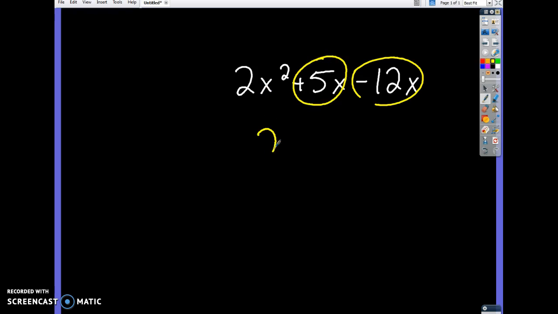2x squared will be part of my answer, but it will be by itself. I'm combining a positive 5x and a negative 12x. My signs are different, so I'm going to subtract the two. 12 minus 5 will be 7. This is my greater absolute value with the negative here, so it will be a negative 7x.